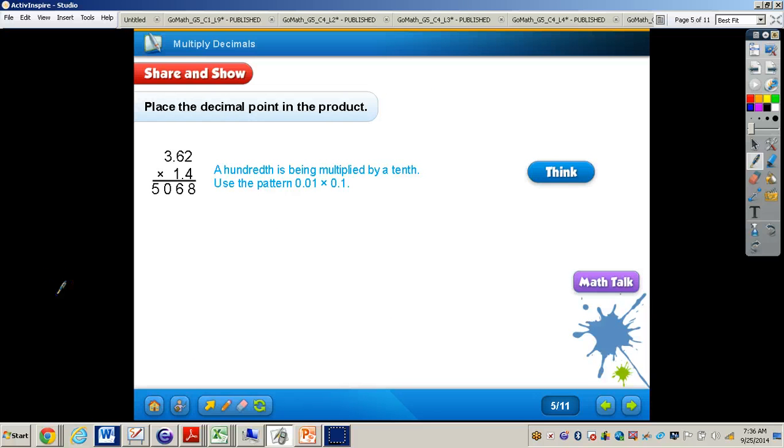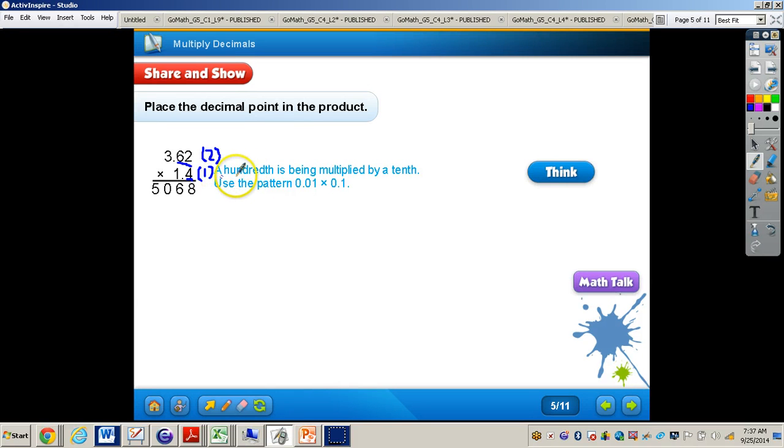Okay, we have 3 62/100 times 1 4/10. What we want to do is place the decimal point in the product. How would I go about doing this? I know that a hundredth is being multiplied by a tenth. So I have 2 digits to the right of the decimal for my factor on top, and 1 digit to the right of the decimal for my factor on the bottom. That means we have 3 total digits to the right of the decimal within my multiplication problem. Therefore, I need to have 3 total digits to the right of the decimal for my answer.